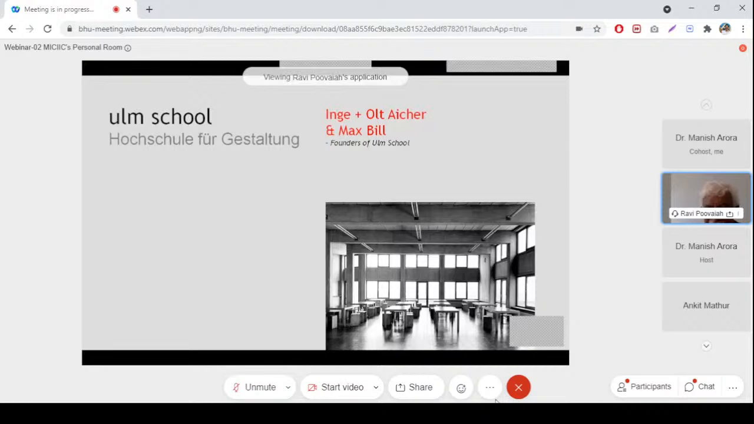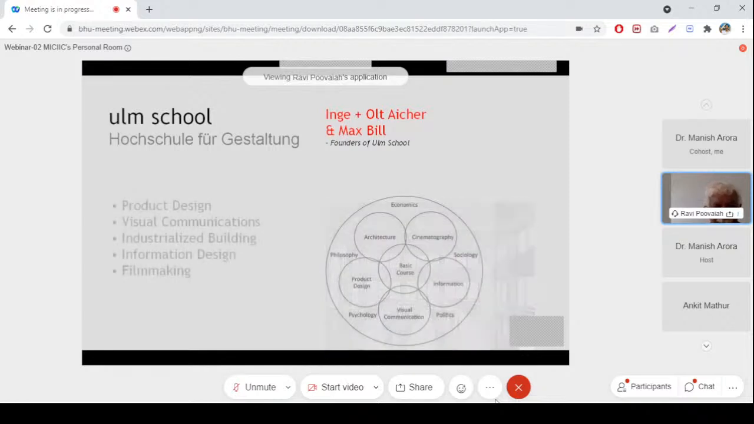This is the studio space at the old school. The other founder was Otl Aicher and Inge Aicher-Scholl. They were graphic designers. Max Bill was more of a product designer and architect. All of them painted. If you look at the curriculum, it's actually what we have in design schools right now, not so different. They brought in the names product design, visual communication. Instead of architecture, they called it industrialized building, information design, and filmmaking.